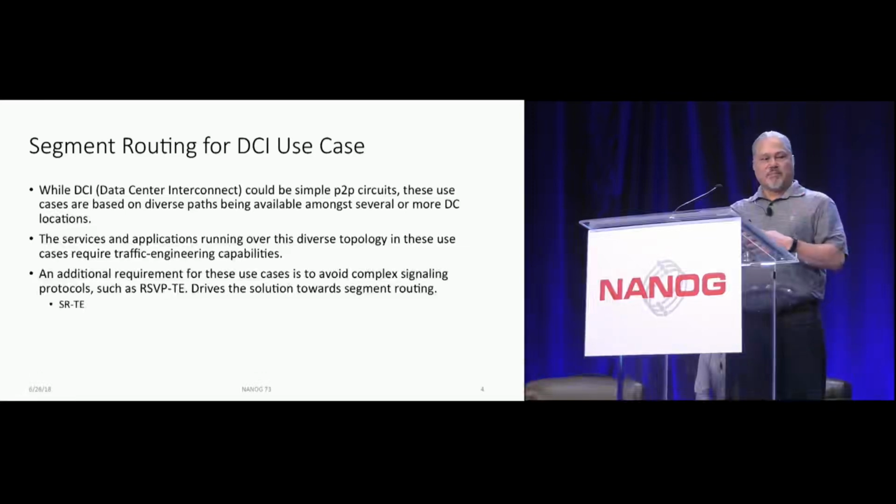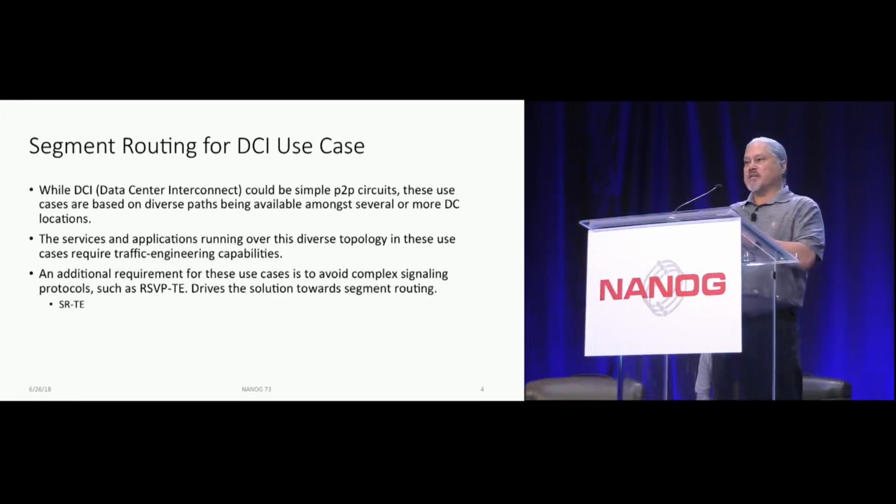And then the third part, as you see at the bottom, they wanted TE, but they didn't really want the added complexity of managing something like RSVP-TE. There's no RSVP-TE today in their network. They have LDP. So they wanted the traffic engineering capability without the overhead. And basically that kind of drove it to segment routing and traffic engineering.